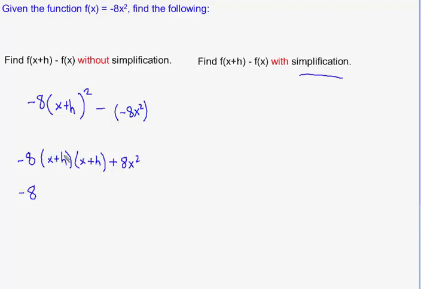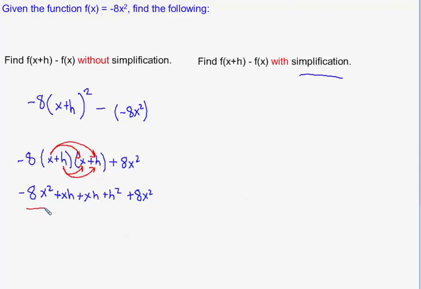Distributing the x and the h, or foiling, gives me x times x is x squared. X times h is xh. This multiplication gives me hx, or I can write it as xh, so it looks like the previous term I wrote. And then finally, h times h is h squared. And then don't forget that we're adding 8x squared at the end.